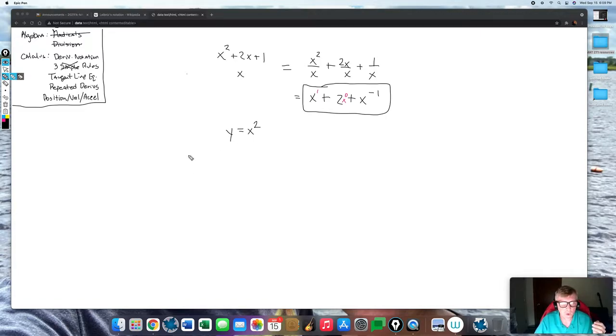So one way to talk about the derivative of y is to call it dy dx. This notation is due to a mathematician whose name is Leibniz. And I'll show you the Wikipedia page where this is a thing in a moment.